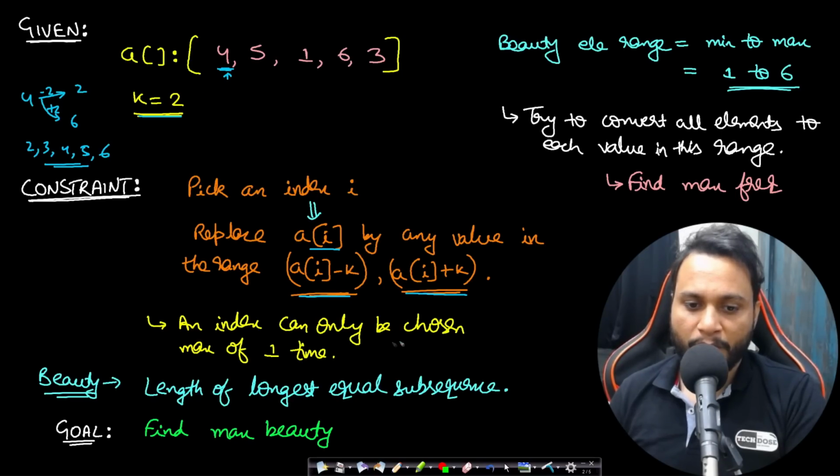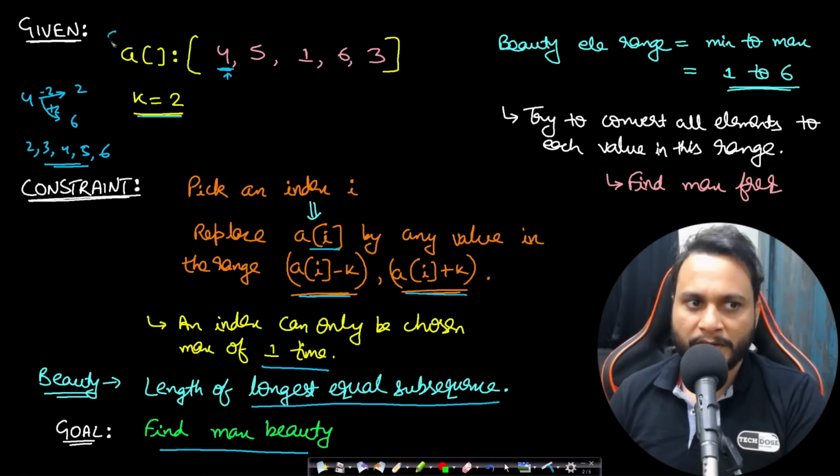Now an index can only be chosen one time. If you select an index and do this kind of replacement, you cannot choose it again. The beauty is defined as the length of the longest equal subsequence. That means the longest equal subsequence will always be the maximum frequency of the same repeating item after all these kinds of operations that we are performing. So our goal is to find out this maximum beauty.